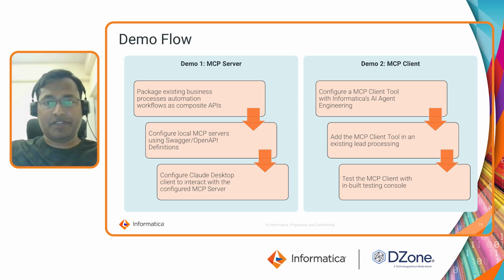In demo 2, what we saw is that using our AI agent engineering service, we were able to configure an MCP client and use that client as a tool in my agent flow. With that, I was able to address the very common use case of lead enrichment. That client was able to fetch the lead information which was missing from the internet, and also score the lead, which helped me reduce my workload of qualifying or identifying the right lead for my organization. So, with that, we conclude the two demo flows for this session.